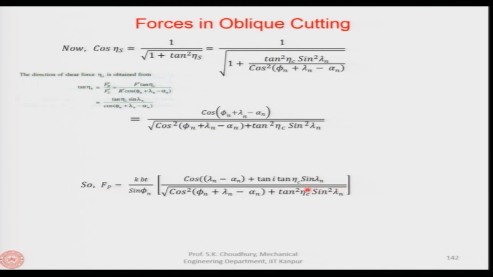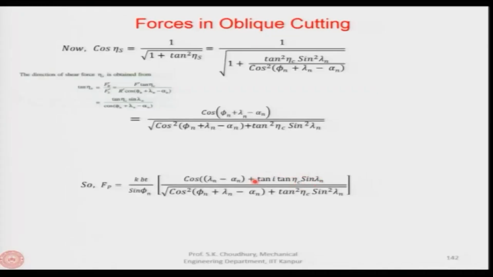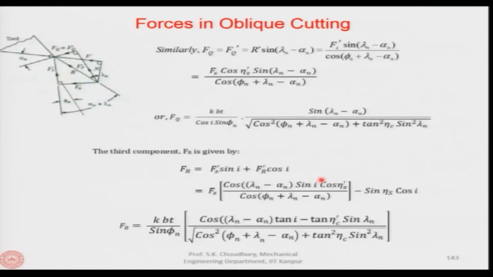So, finally, this is the final expression of the Fp. We can write it in this way, and this you can now compare with the Fc that we have determined in case of orthogonal cutting during the Merchant's relationship, and you will find some similarity, except some terms. For example, these terms will be coming new, because these are due to the tool inclination in oblique cutting. Similarly, we can find out the Fq, which is the Fq prime, and Fq prime will be r prime sine of lambda n minus alpha n.